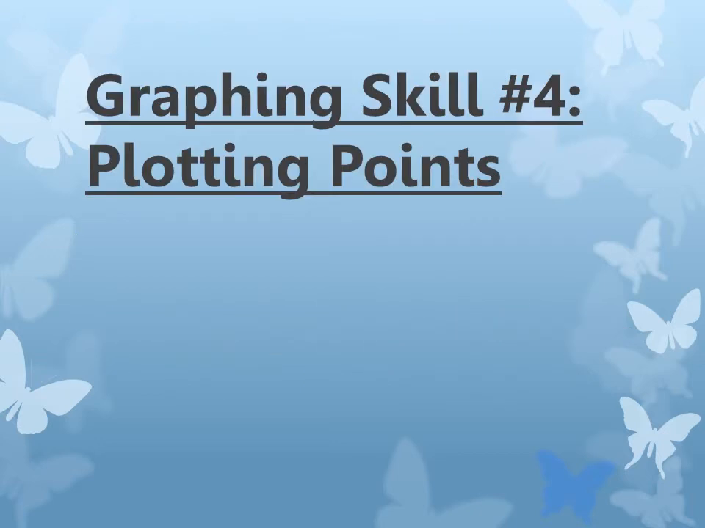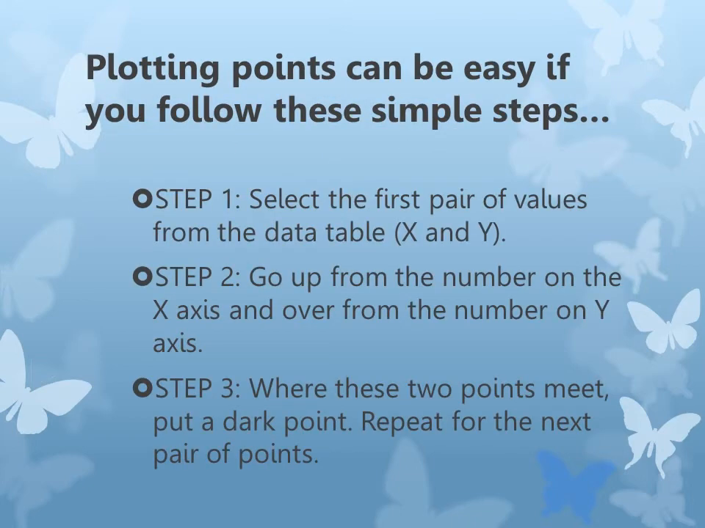Okay, graphing skill number 4, plotting points. And you guys have been doing this. Plotting points can be easy if you follow these simple steps. You're going to select the first pair of values from the data table, x and y. And you're going to go up from the number on the x-axis, that's the bottom one, right? And then over from the number on the y-axis. And where these 2 points meet, you're going to put a point. And just repeat that for each pair.